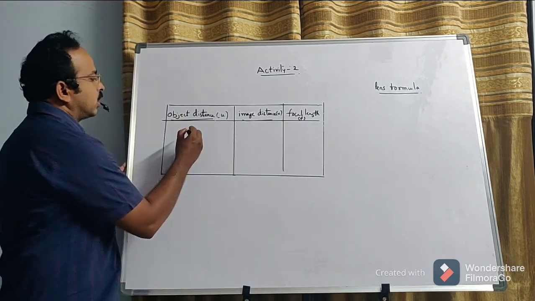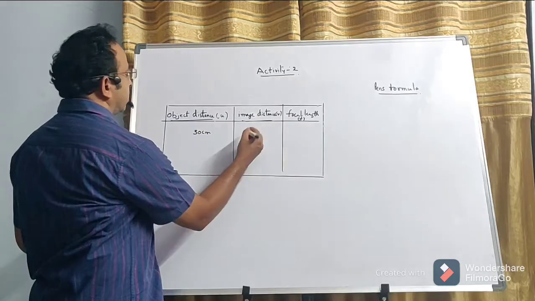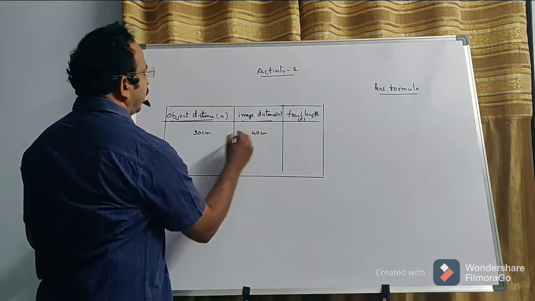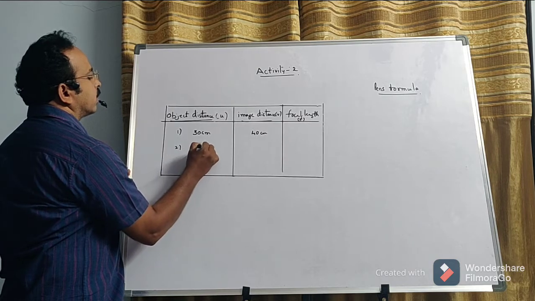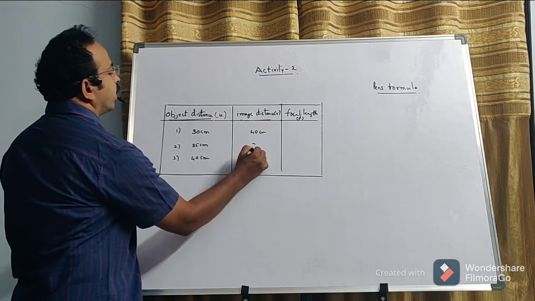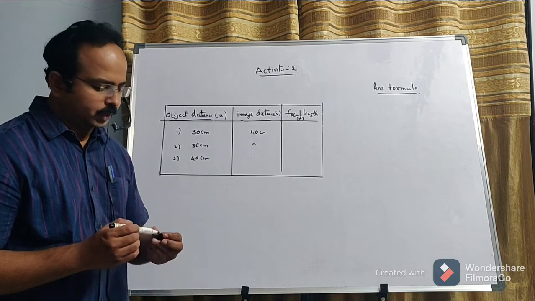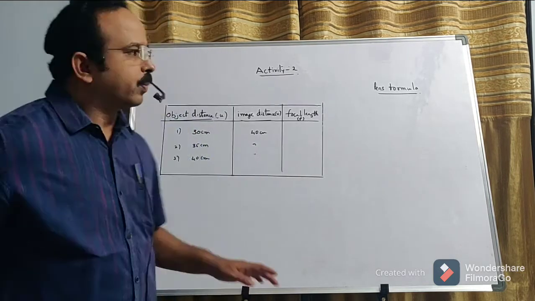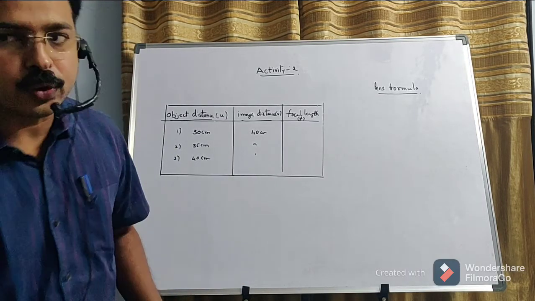For example, if the object distance is 30 centimeters, we may get an image distance of maybe 40. So for different object distances, 30, 35, and 40 centimeters, we need to find the different values. After that you take the average focal length. That you have to remember very well. From this activity, we are going to find the focal length of the lens.